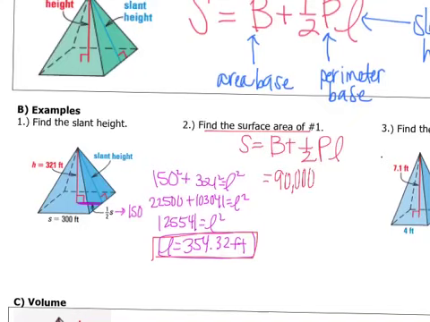90,000 would be the area of the base, plus the 1/2 the perimeter of the base. Again, it's a square. If one side is 300, how do we find the perimeter? Times it by 4. 4 times 300 is 1,200. Times the slant height, we found that 354. From here, just use your calculators.